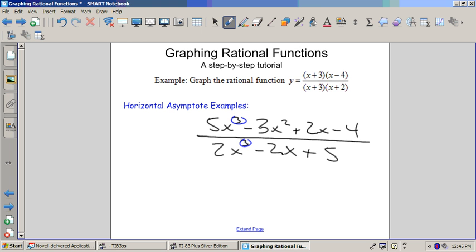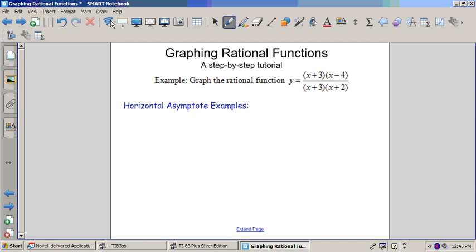The degree of the denominator is 3. Okay. This is neither top-heavy nor bottom-heavy. How do I figure out the horizontal asymptote? Well, the horizontal asymptote, if you're neither top-heavy nor bottom-heavy, is y is equal to the coefficient of the highest degree on the top divided by the coefficient of the highest degree in the bottom. And so my horizontal asymptote in this particular example is y is equal to 5/2.